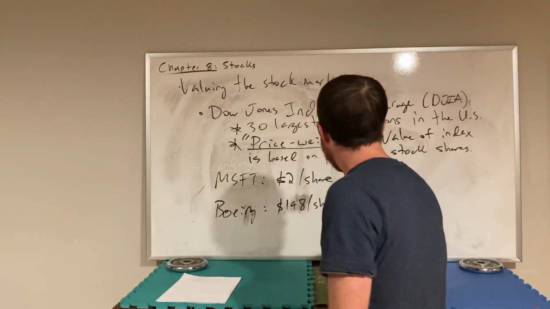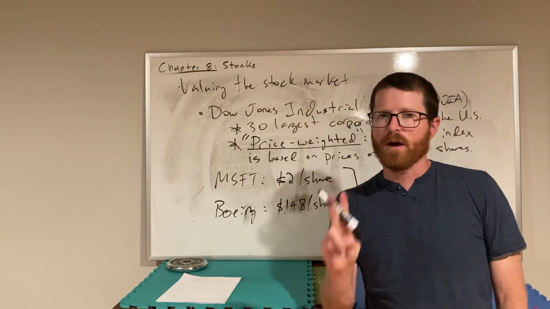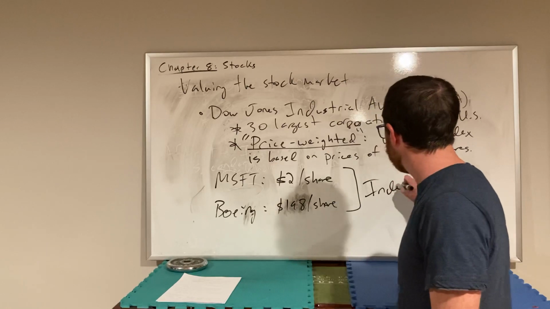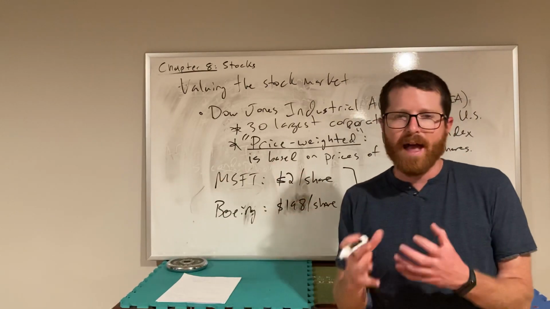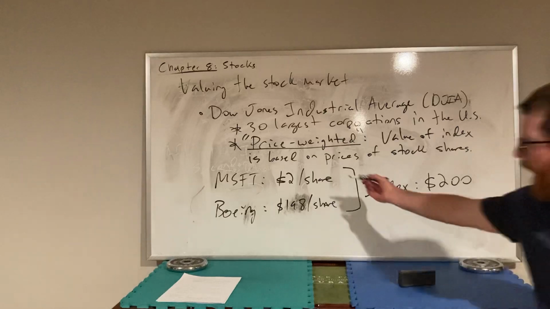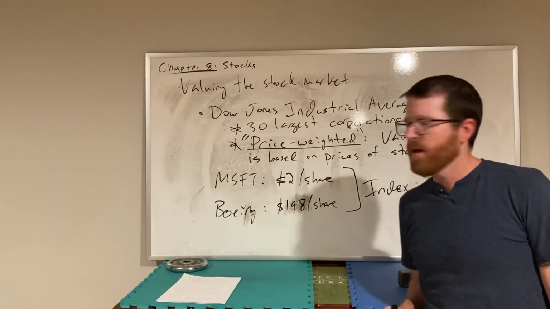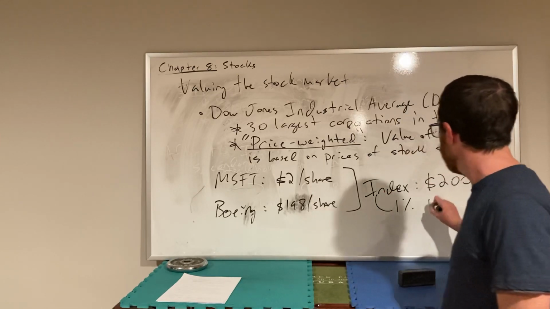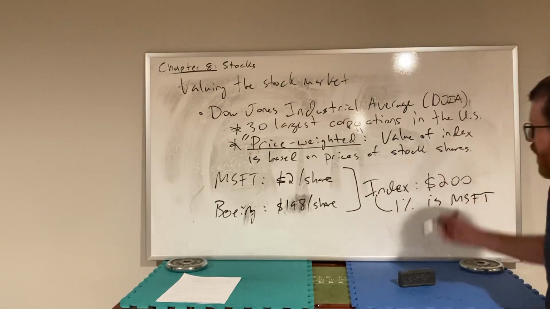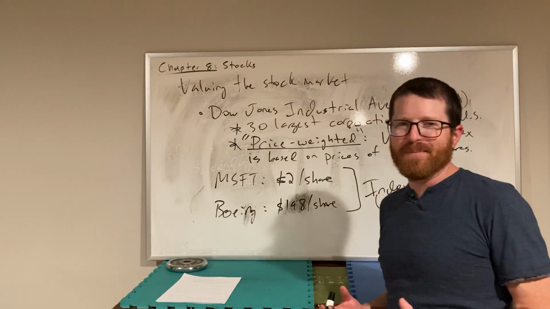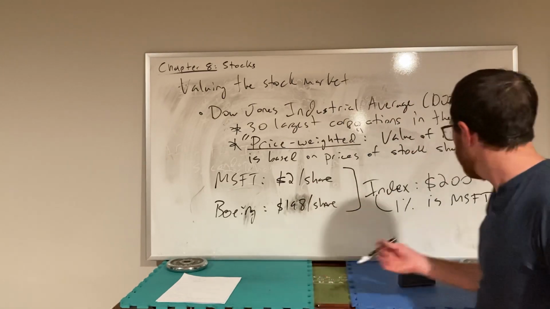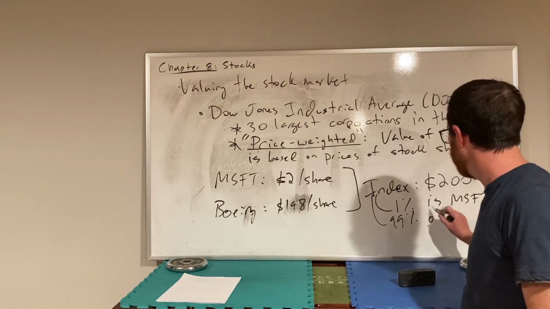So here's the problem. If we were going to create an index that only had 2 companies, and we did it like the Dow Jones Industrial Average did, then the index for this little miniature 2-stock asset that we've created here would have a total value of $200. You just add up the prices to figure out what the index is worth. And what that would mean is just 1% of this index is Microsoft, right? 2 divided by 200, that's 1%. So even though Microsoft is a bigger company, it is only worth 1% of the index simply because its share price is arbitrarily low. And of course, Boeing would be 99% of this index.